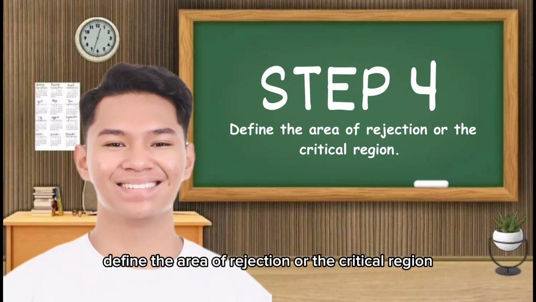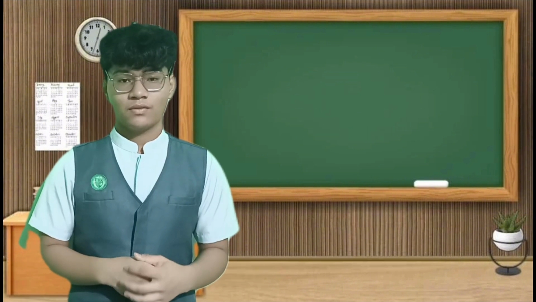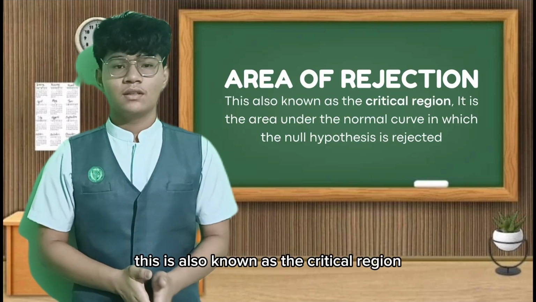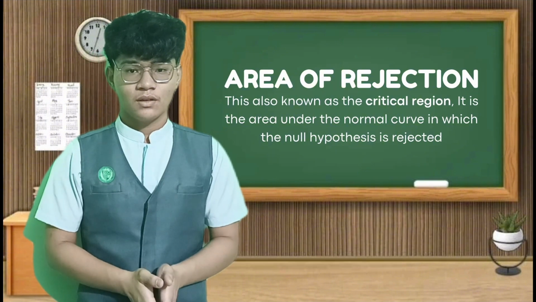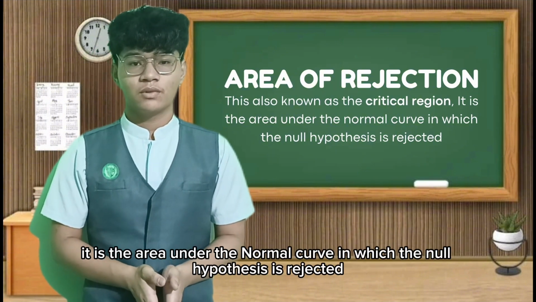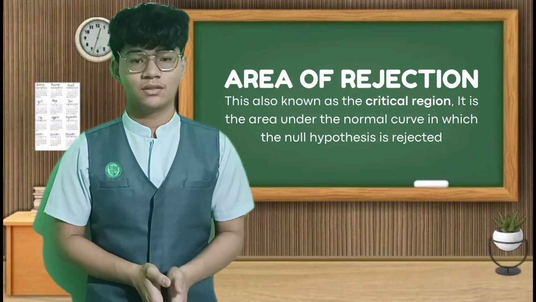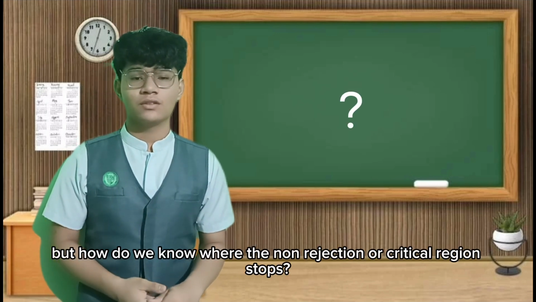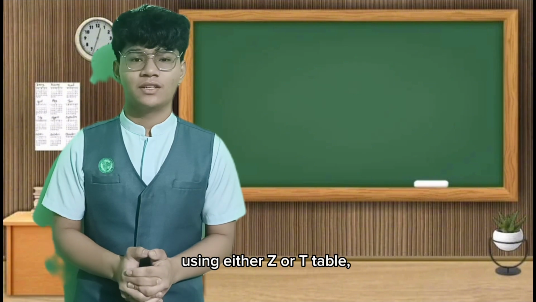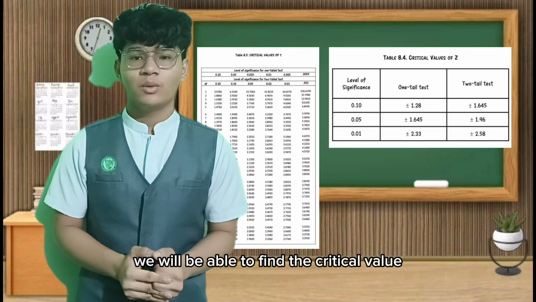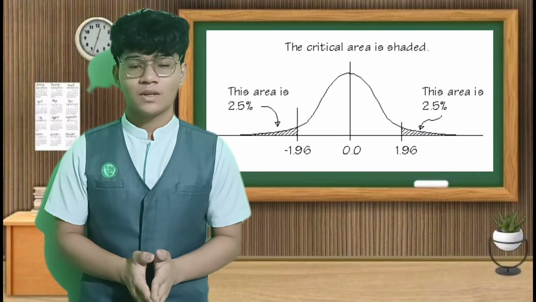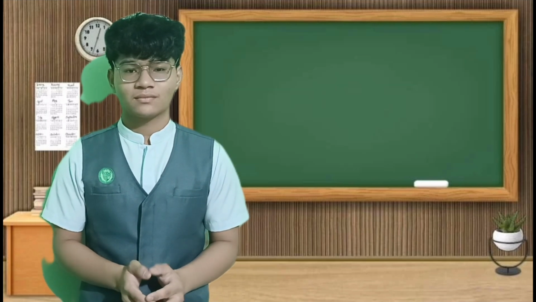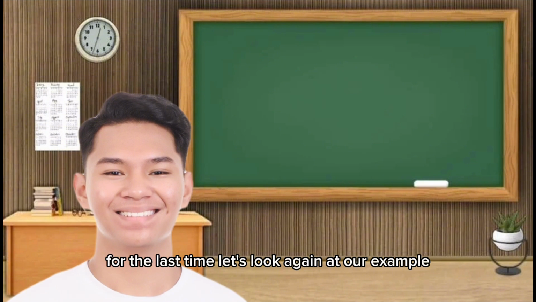Define the area of rejection or critical region. First, let's define what the area of rejection is. This is also known as the critical region. It is the area under the normal curve in which the null hypothesis is rejected. But how do we know where the non-rejection or critical region stops? Using either the Z or T test table, we will be able to find the critical value, the value that separates the area of rejection and non-rejection region. For the last time, let's look again at our example.